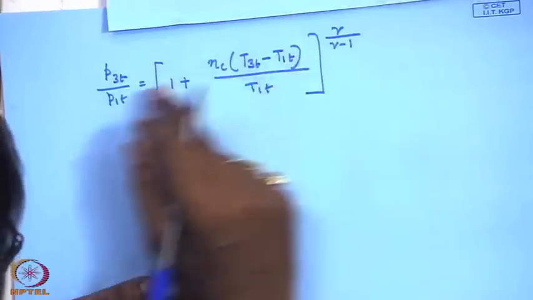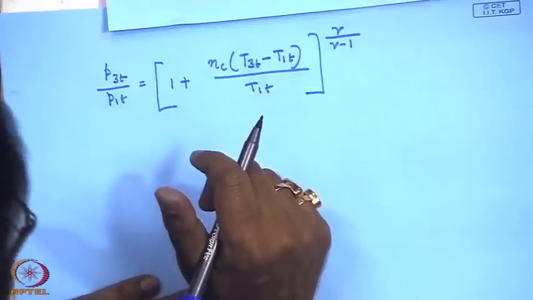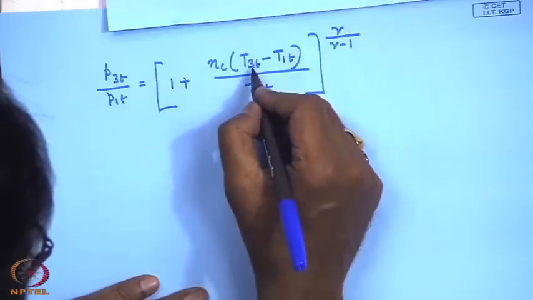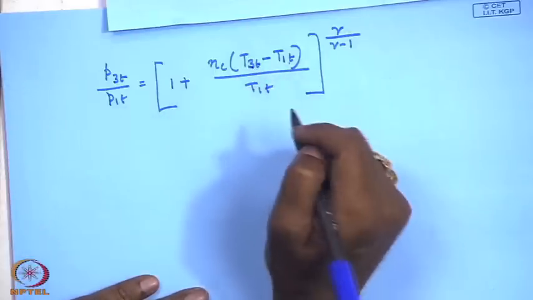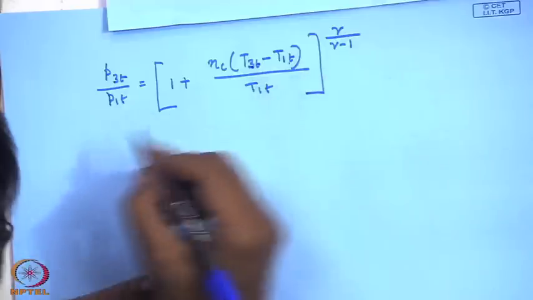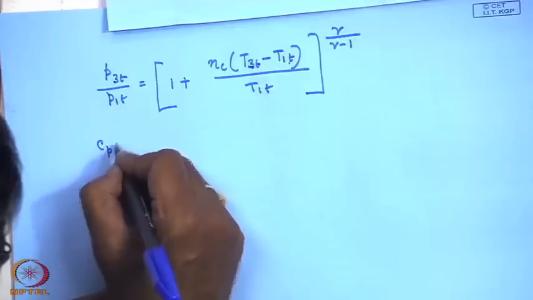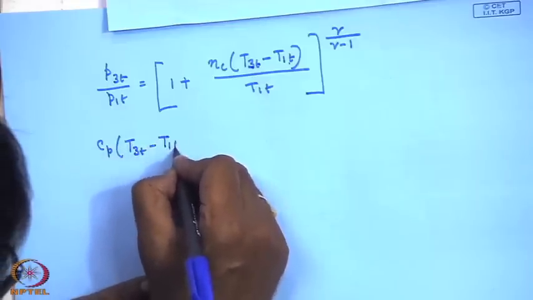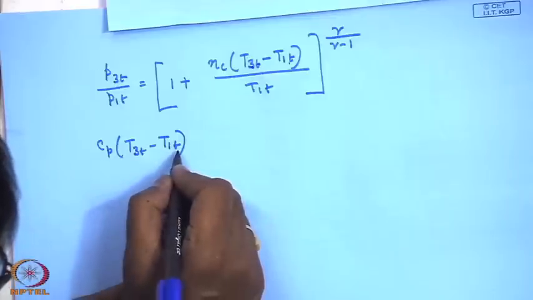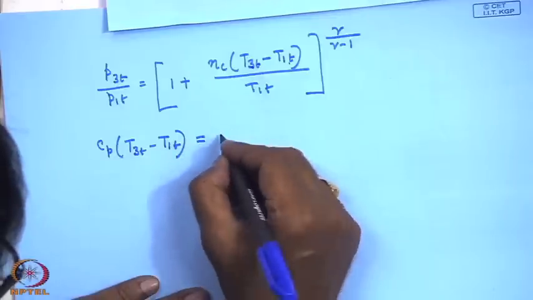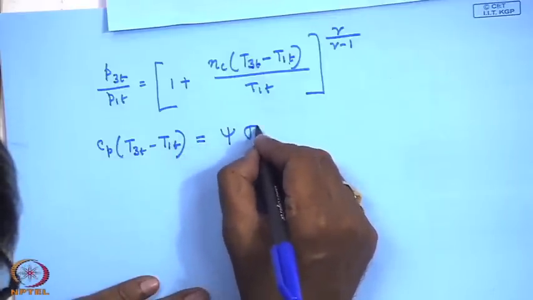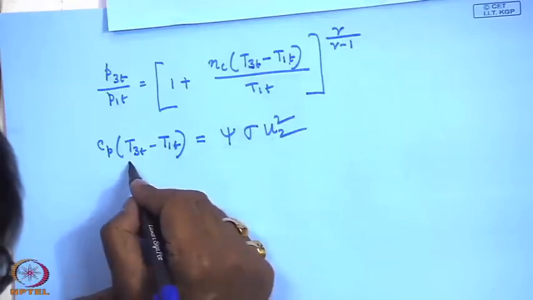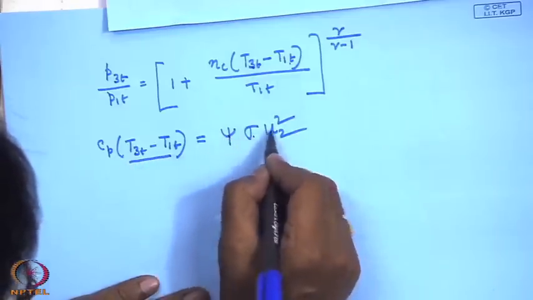Here also the pressure ratio of the compressor, total pressure ratio P3T by P1T, has to be found out. Now, therefore, what do we require? We require T3T minus T1T. How to find out T3T minus T1T? Again the same formula we know: the work done to the fluid per unit mass, or the energy added to the fluid per unit mass, is psi, power input factor sigma u2 square. Now, this can be found out provided psi sigma u2 square is given.